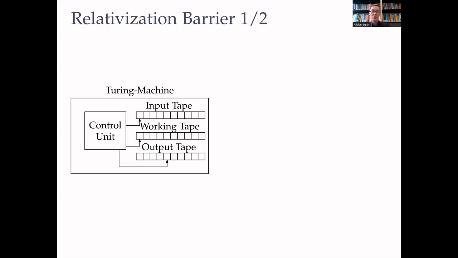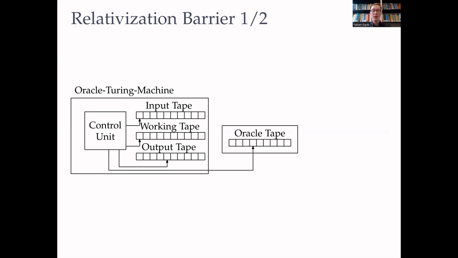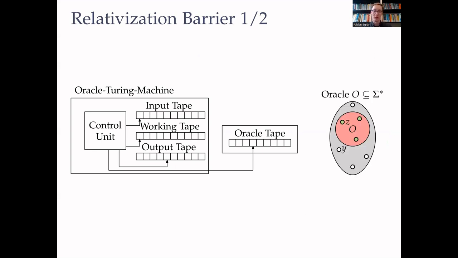We can extend the concept of a Turing machine to an oracle Turing machine by giving it an additional oracle tape and access to an oracle, which is just a set of words. And the oracle Turing machine can write down a word on its oracle tape, then query the membership of this word to the oracle and get an answer in one step, whether the word is inside or outside the oracle. And we can use those oracle Turing machines and oracles to come up with a proof barrier. I will explain it using an example.